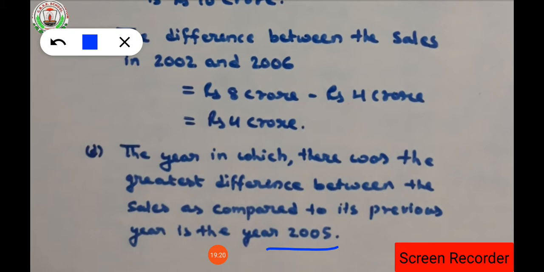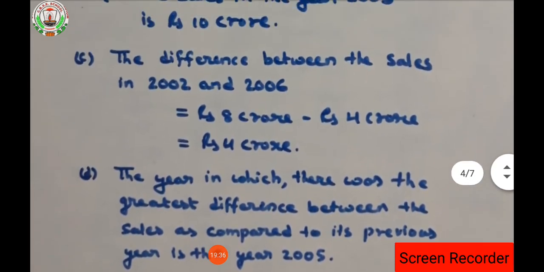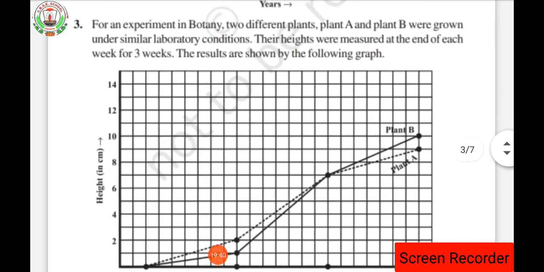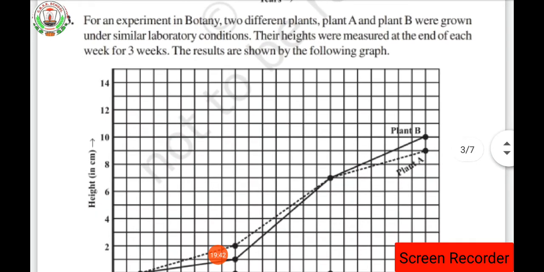In short, I should say that in 2005 the highest sales of the company is 10 crores. Okay, so have you understood the D part of the question? Now in the same way we are going to see question number 3. So here is question number 3. What is said in question number 3?